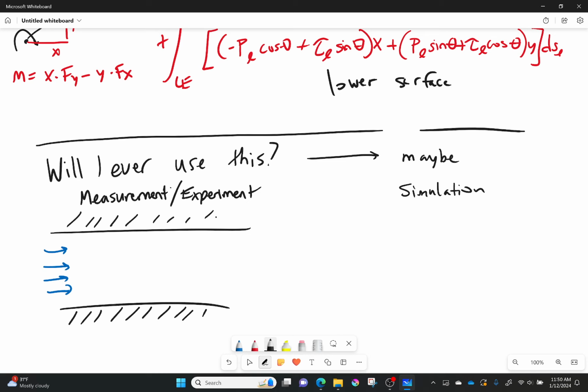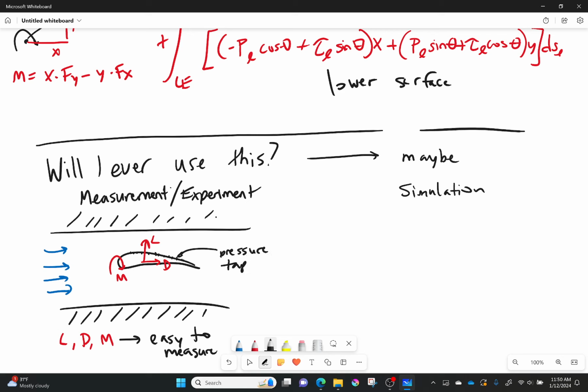We're going to have some airfoil, and that airfoil is going to experience lift, drag, and some sort of moment. Now, it's actually pretty easy to measure these things. And how do we do it? Well, you would probably have some sort of pressure taps in this surface. So little pressure taps all along the surface. And those help give you everything you need to calculate it.